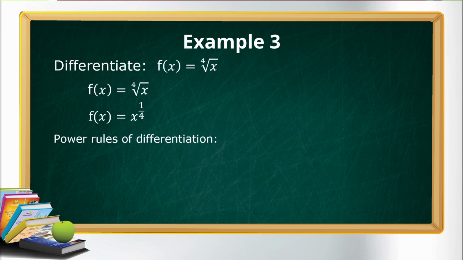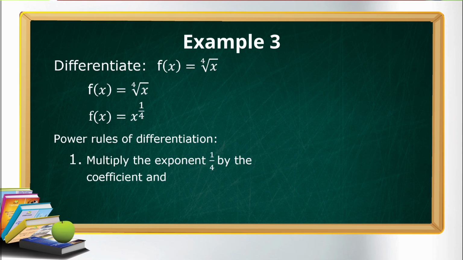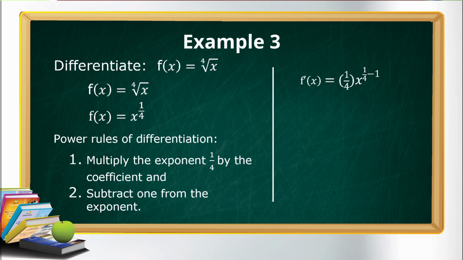On to the power rules of differentiation, which you know well by now. Multiply the exponent by the coefficient and subtract 1 from the exponent. f prime of x is equal to 1/4 x to the power of 1/4 minus 4 over 4, equal to 1/4 x to the power of negative 3 over 4.